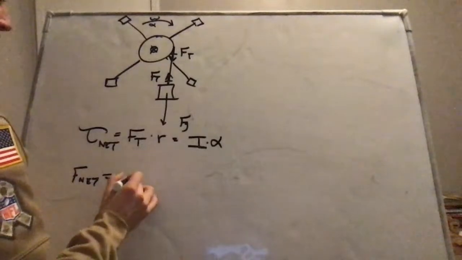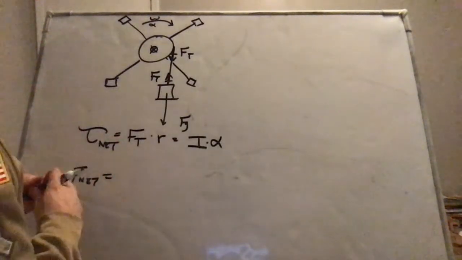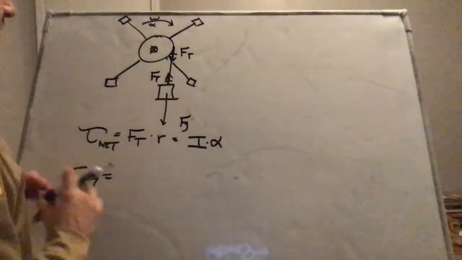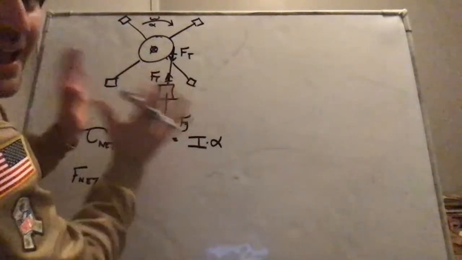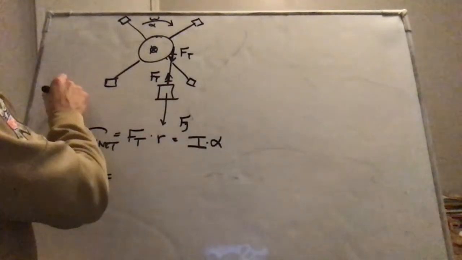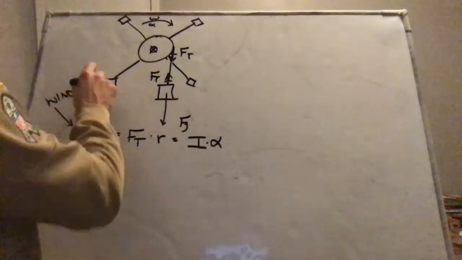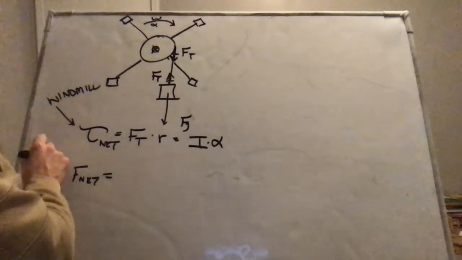F net is equal to all the forces acting in my system that are acting on it. Well, which of these is moving linearly, right? Like my windmill is not accelerating linearly, but my mass is. So this T net right here is of the windmill. And this here is of the hanging mass.